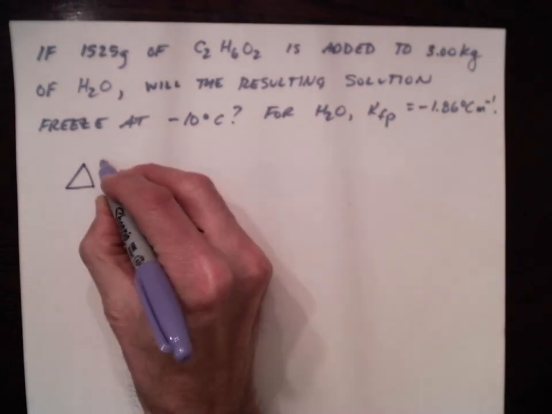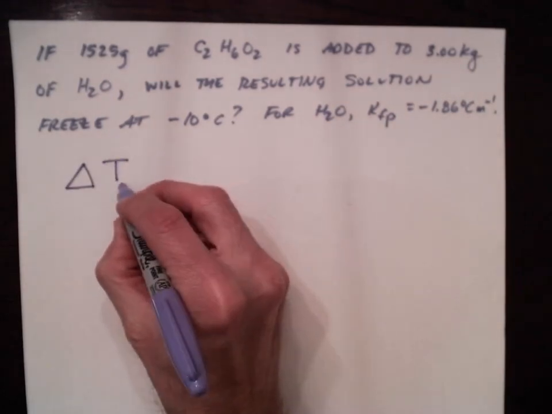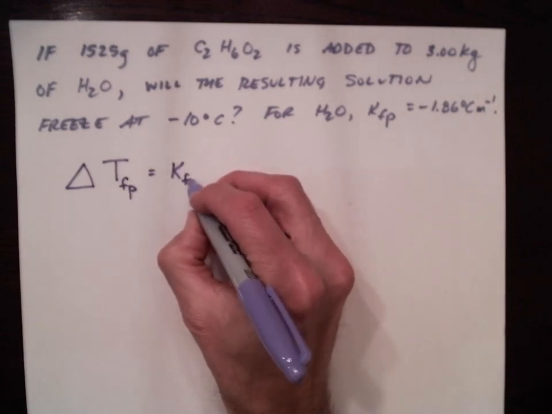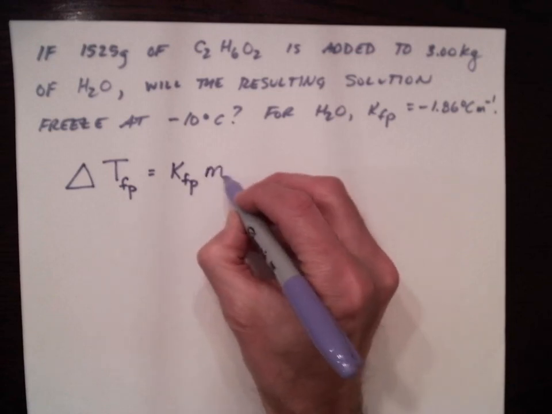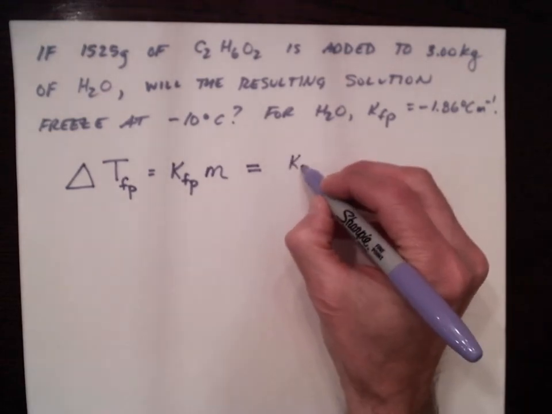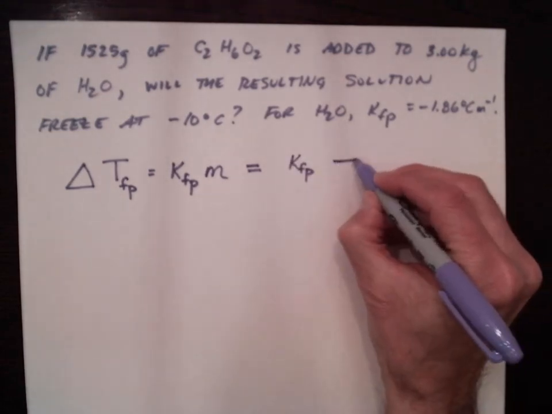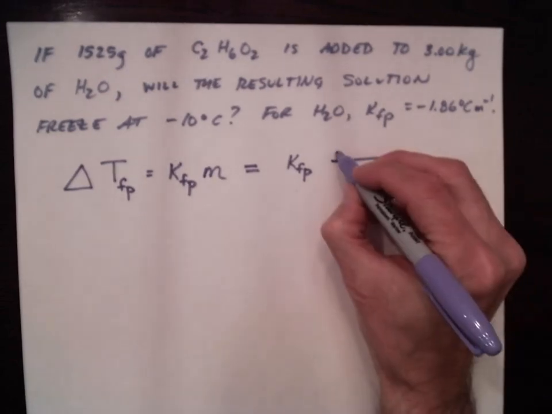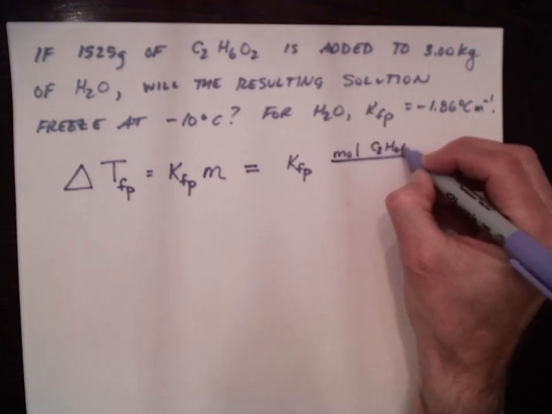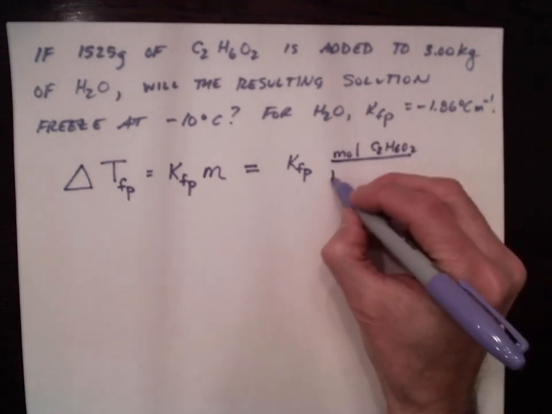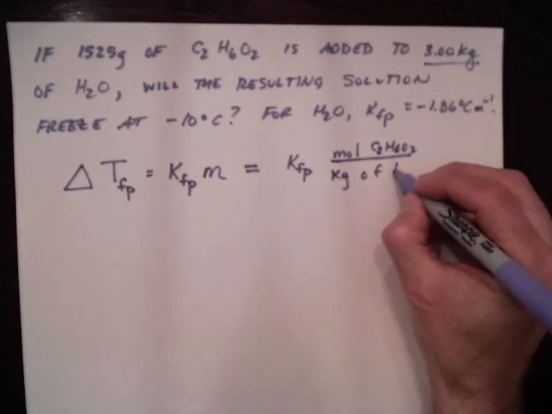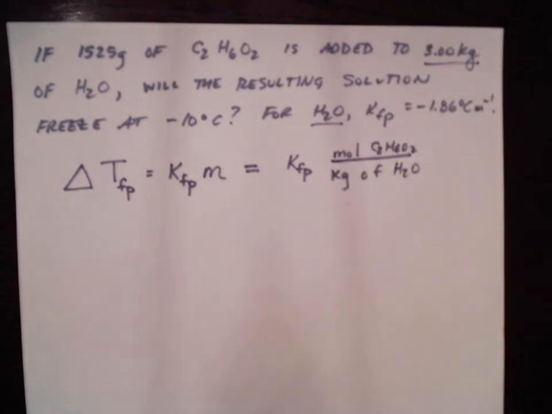We want to know the change in temperature of the freezing point. That's going to be equal to the freezing point depression constant for water times the molality of the solution that results. I'm going to write it out like this, Kfp. The molality, let's recall, is the moles of the solute, which is ethylene glycol, for every kilogram of solvent, which is the water. We know it's here, 3 kilograms.